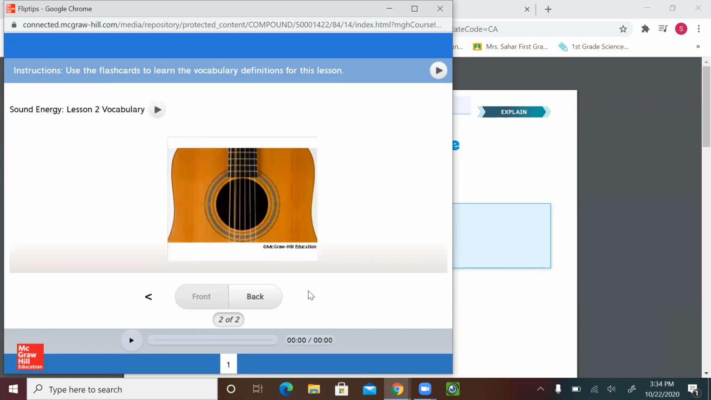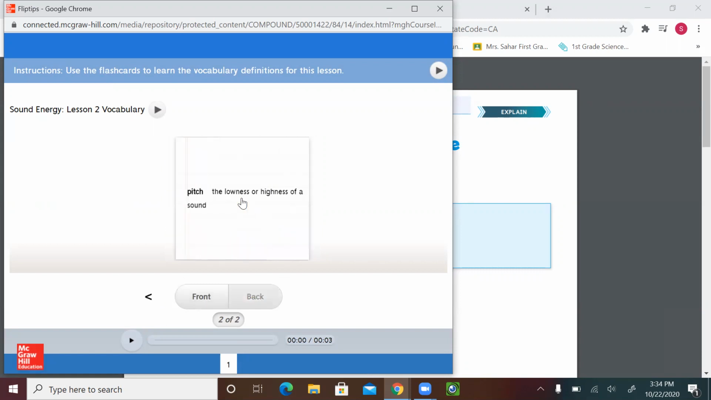The second word is pitch, the lowness or highness of a sound. One more time. Pitch, the lowness or highness of a sound.